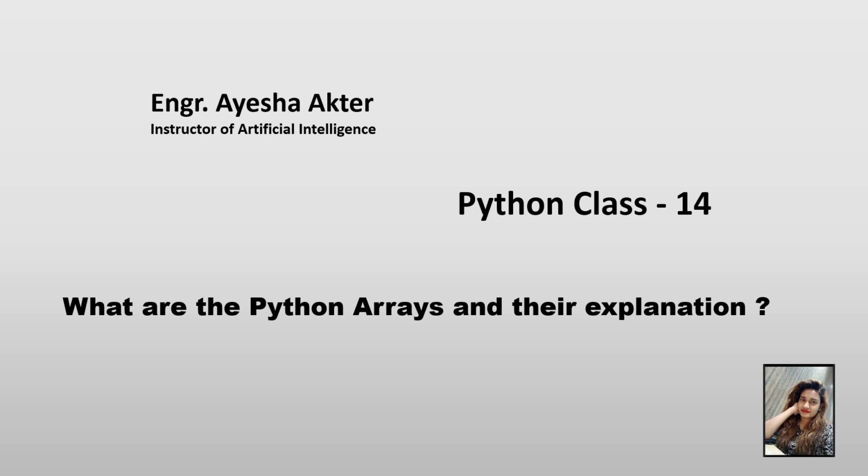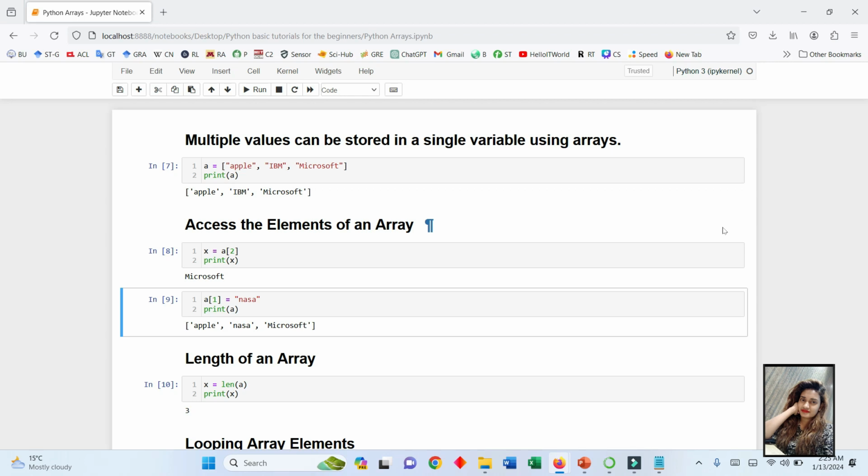Today in this tutorial I'm going to show you what Python arrays are and their explanation. So what is an array? An array is a special variable which can hold more than one value at a time. Python doesn't have built-in support for arrays, but a Python list can be used instead of an array to store multiple values in a single variable. We know this from before, so now let's go to the practice.